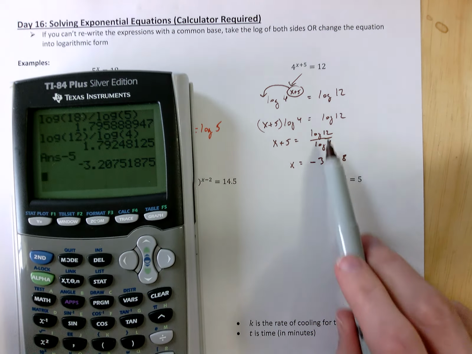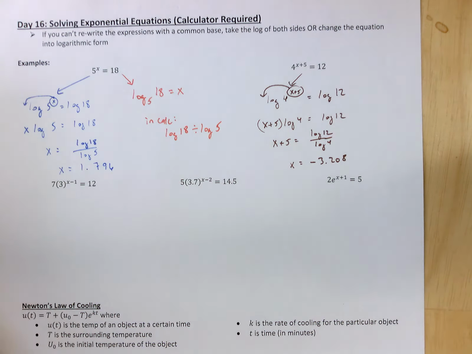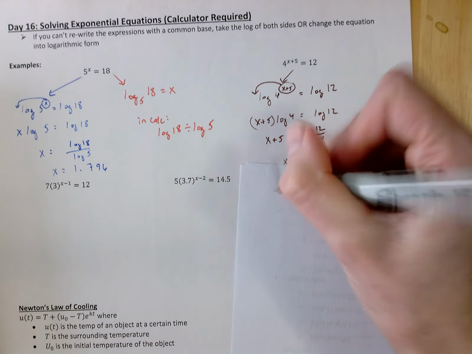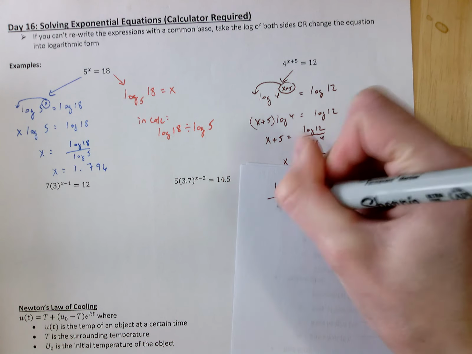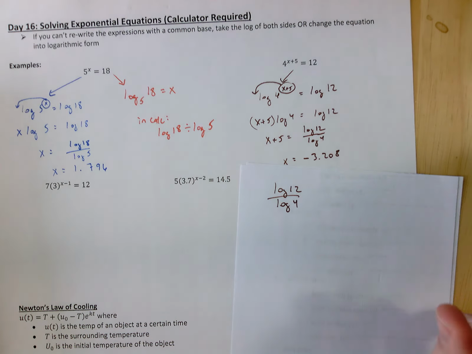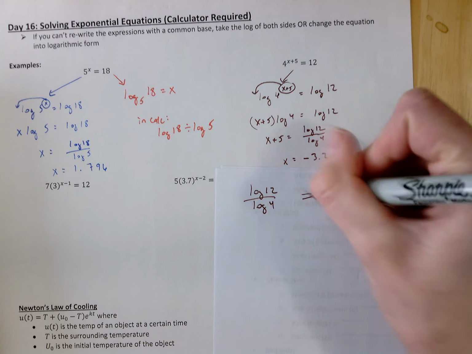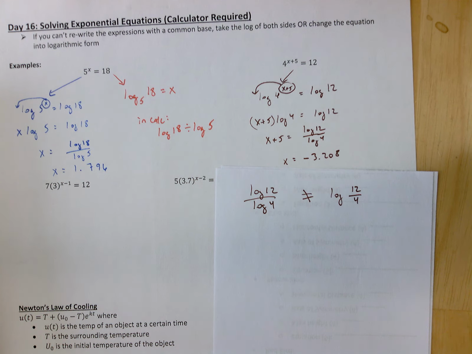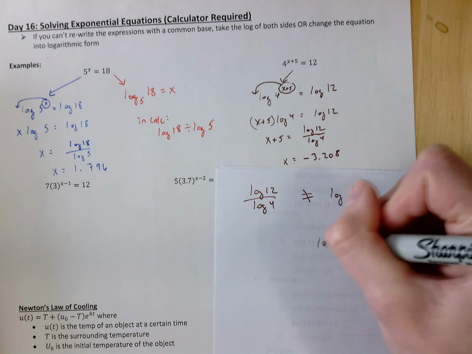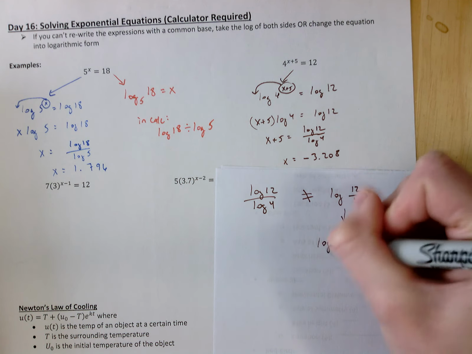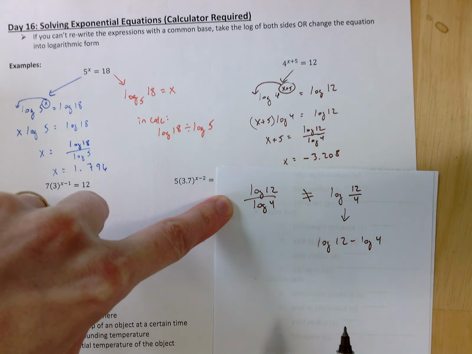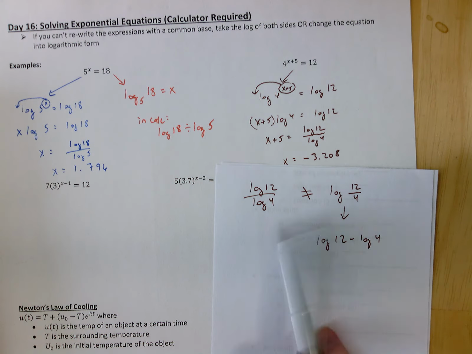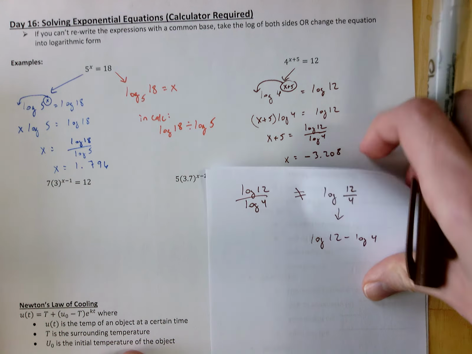Now, quick side note, when you have an expression like this, please note that the log of 12 divided by the log of 4 is not the same thing as the log of 12 divided by 4. Those are two very different things. For this one, we have a property that says that it is the log of 12 minus the log of 4, not log of 12 divided by log of 4. So be really careful that you don't try to make that combination. It doesn't work that way.